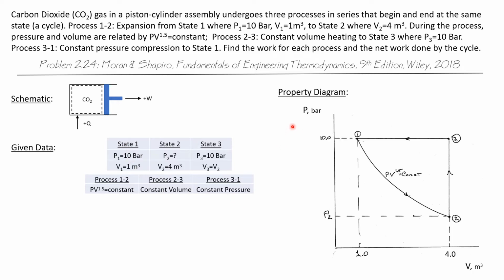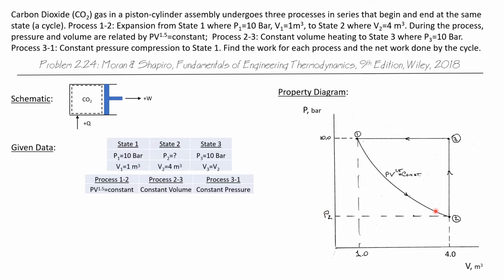So let's draw this cycle on a PV diagram. Let's start with state 1. State 1 is given at a pressure of 10 bar and has a volume of 1 cubic meter. And process 1-2 is this polytropic process taking us from state 1 to state 2. The equation that describes this process is PV to the 1.5 power is a constant. And we also know that state 2 has a volume of 4 cubic meters, but it has an unknown pressure. So I'm just going to label that P2.